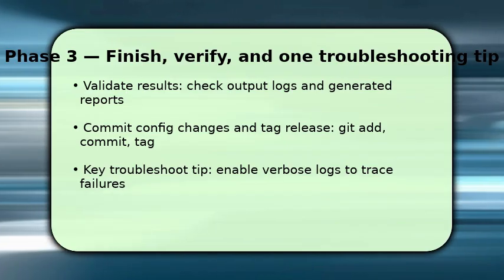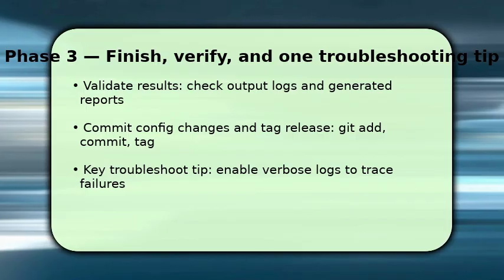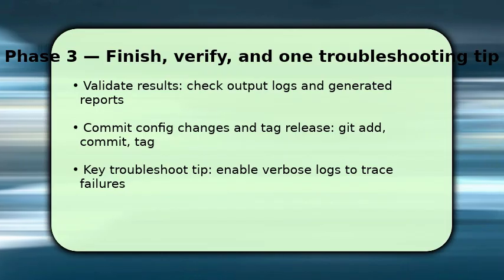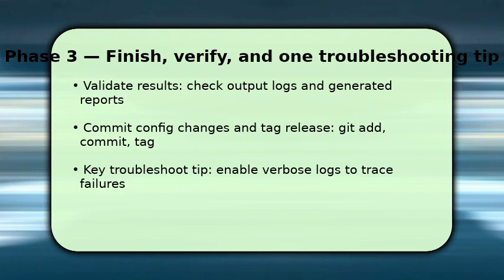If things go wrong, enable verbose or debug logs immediately to capture context. This reveals timing, auth, or rate errors. Follow up by reverting risky changes or adjusting rate limits, and then rerun the minimal failing case to confirm.